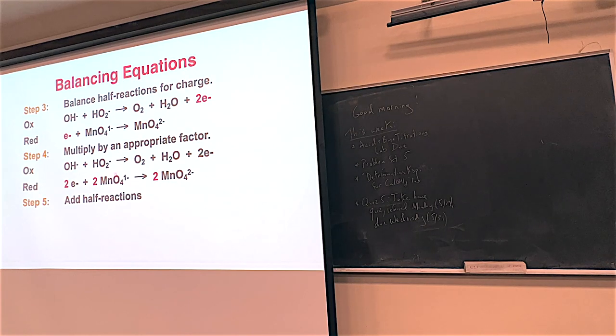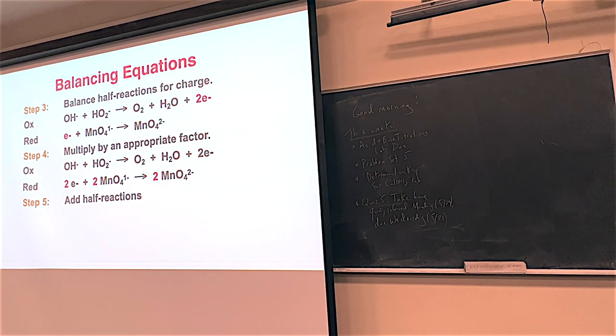And if you do that, you get 2 electrons plus 2 permanganates, making 2 manganates. You have to do the whole reaction by 2. You can't do just 1. That's really cool because then the electrons that are here on the reactant side will be canceled by the electrons here on the product side.